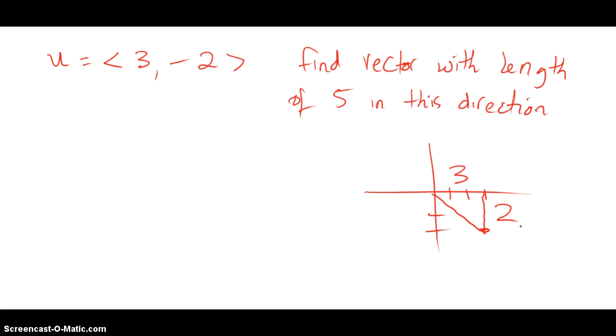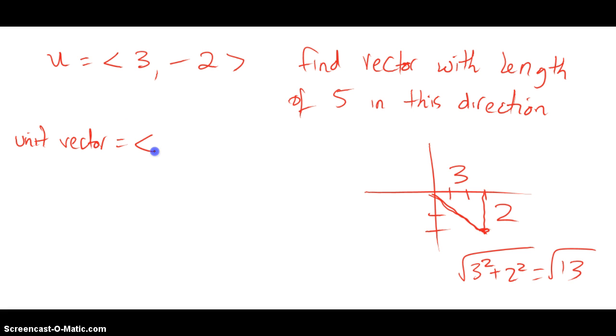So the length of that vector is given by the Pythagorean theorem. It's just the square root of 3 squared plus 2 squared, which is the square root of 9 plus 4, 13. So a unit vector would be given by 3 over root 13, negative 2 over root 13. And that's the unit vector.